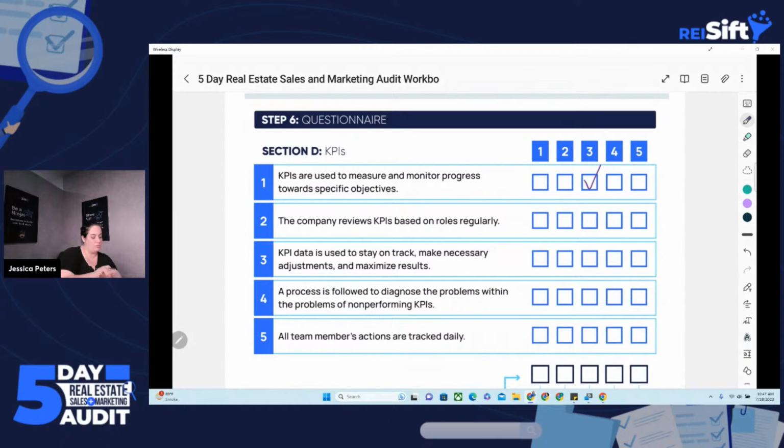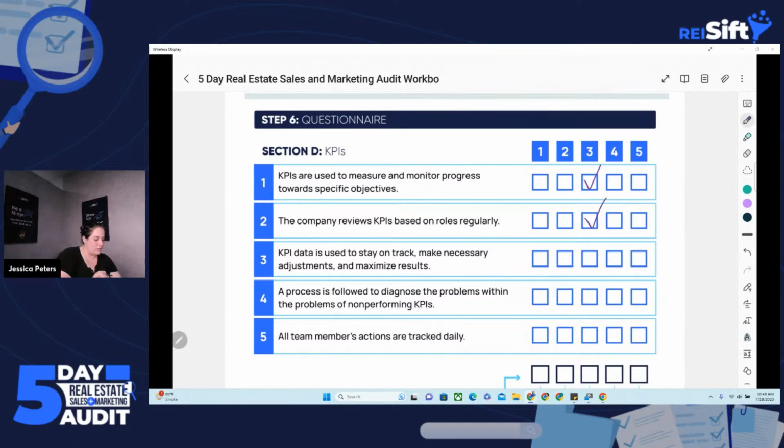The company reviews KPIs based on roles regularly. So if you have more than one person, or even if you're wearing like 6 different hats, you know the KPIs for marketing are separate from the KPIs for lead management. So you can dig into knowing where the leaks might be, right? Because if we're only tracking how many deals I'm closing a month, and it's not where we want it, and I'm not looking at my marketing KPIs separately from my lead management KPIs, then I don't know where to diagnose the problem. All right, so I'm going to give us a 3 there.